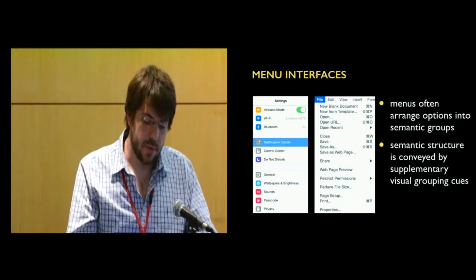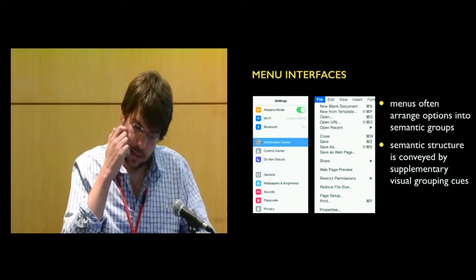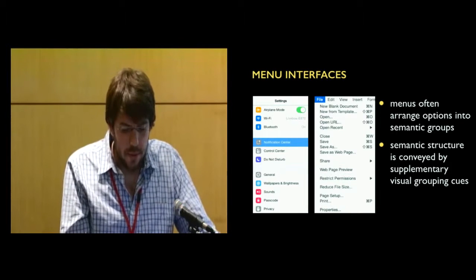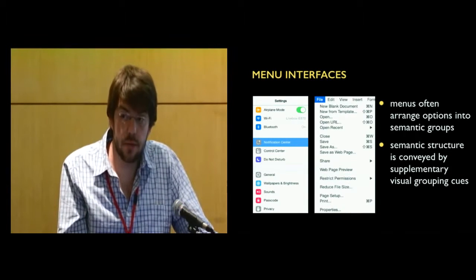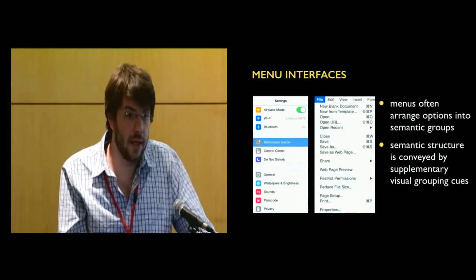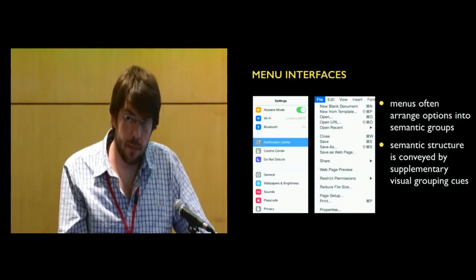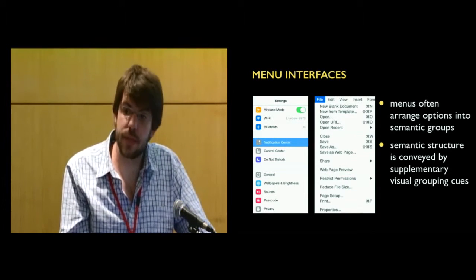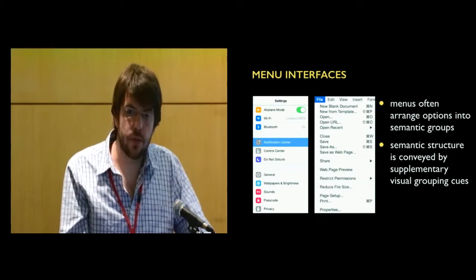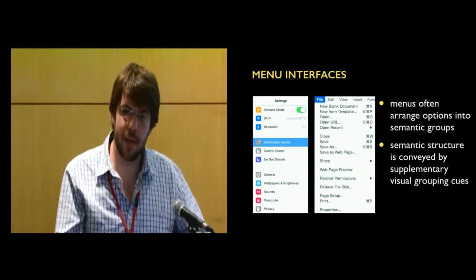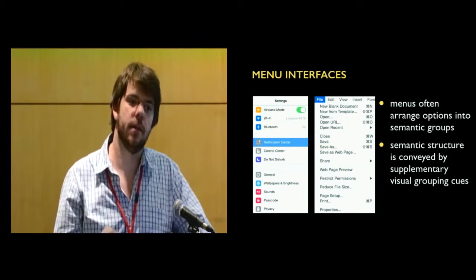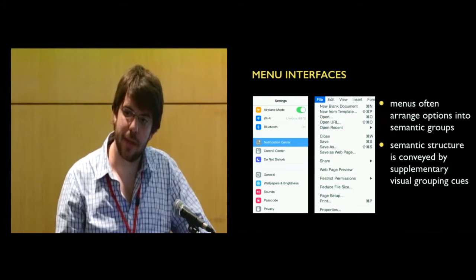So here are just two examples. One is from the iPad, and the other is from Microsoft Word. In both of these examples, you can see a series of menu options which the user can select from. These options are arranged into semantic subgroups, so things that go together are grouped together. Additional supplementary visual grouping cues are then used to reinforce that structure and make it pop out at you, so you can clearly and easily see the boundaries between these subgroups, right?